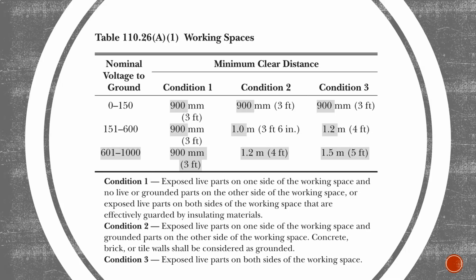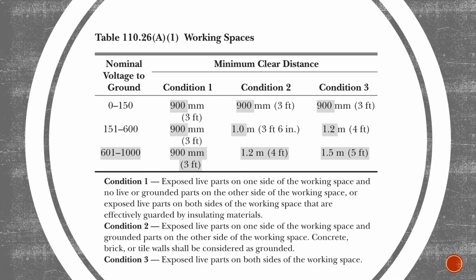Now moving to the top right, we have minimum clear distance, and we have condition 1, condition 2, and condition 3 underneath of that. So depending on what voltage we're at, and then which of the three conditions we fall into, we're going to have a different depth of that working space. So let's take a look at those three conditions below the table.